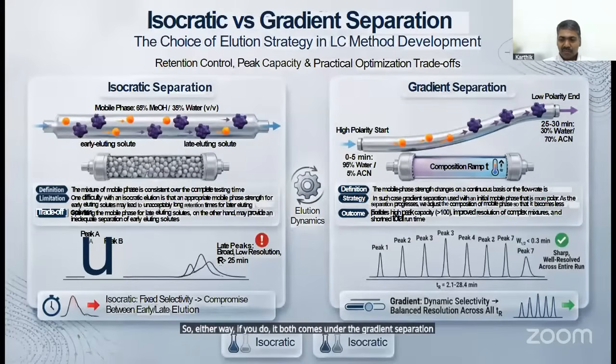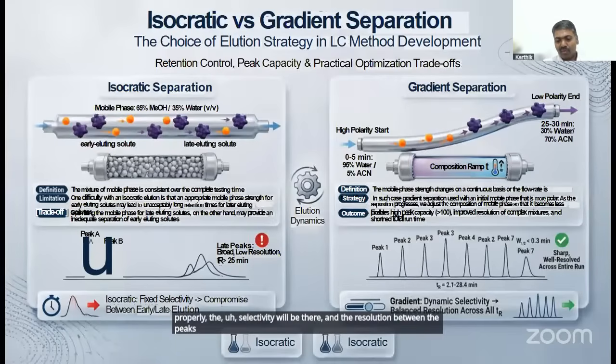In these cases, if we have multiple analytes or analytes of different natures, we are able to separate them by using polarity. We are able to separate the analytes earlier, where we can retain them properly. The selectivity will be there, and the resolution between the peaks will be more when we select these gradient separations.